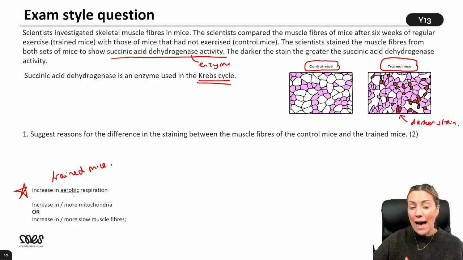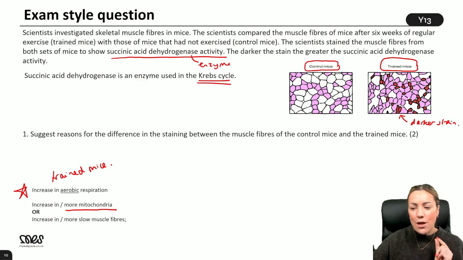How did we know that? Well, they've got more enzyme activity of an enzyme used in the Krebs cycle. The Krebs cycle is a stage of aerobic respiration. So if the trained mice are having more Krebs cycle activity, the trained mice are seeing an increase in aerobic respiration, or they're doing more aerobic respiration. So you could then suggest, right, if they're doing more aerobic respiration, the trained mice must have more mitochondria, or they've seen an increase in mitochondria through their training.